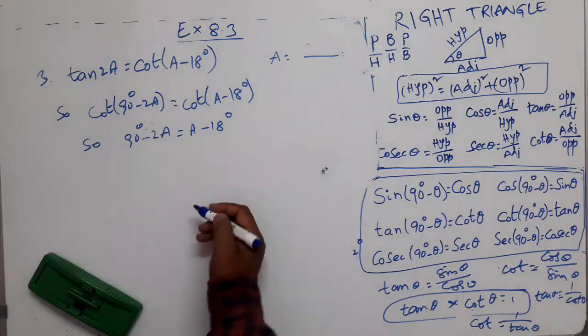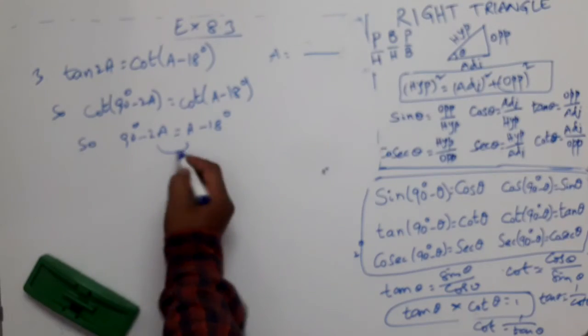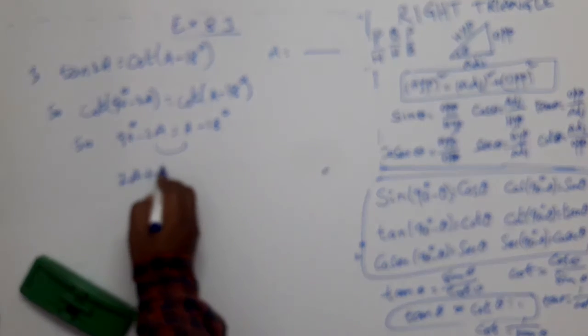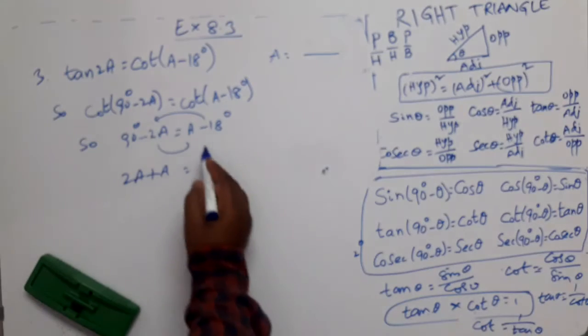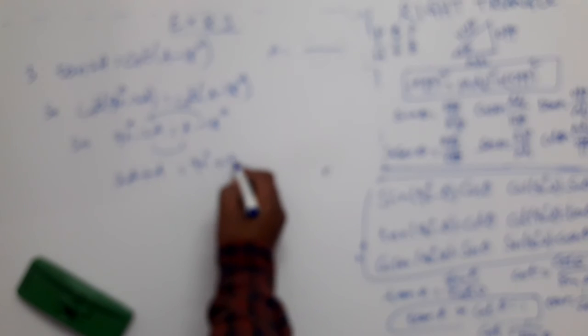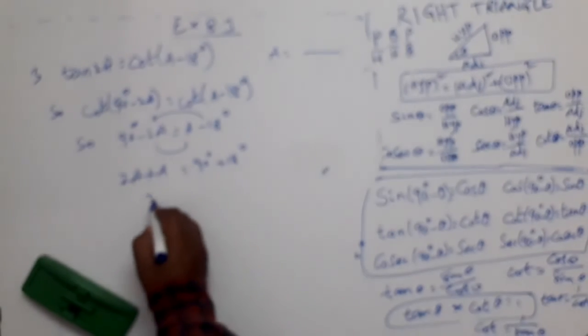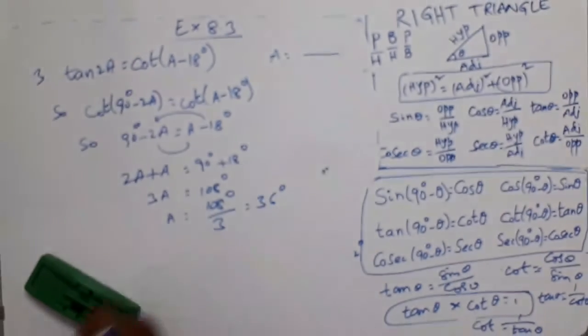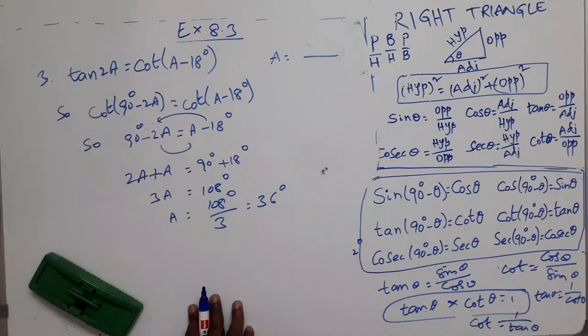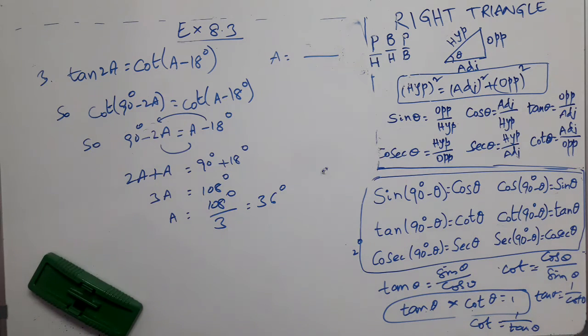Now let us simplify further and find the value of A. Take 2A here, 2A plus A on transposing. Bring this here on transposing, adding 18 degrees on both sides: 90 degrees plus 18 degrees. So 2A plus A is 3A is equal to, how much is this? 108 degrees. So A, on dividing both sides by 3, is 36 degrees, right? So your answer is 36 degrees. Yes, this is question number 3.